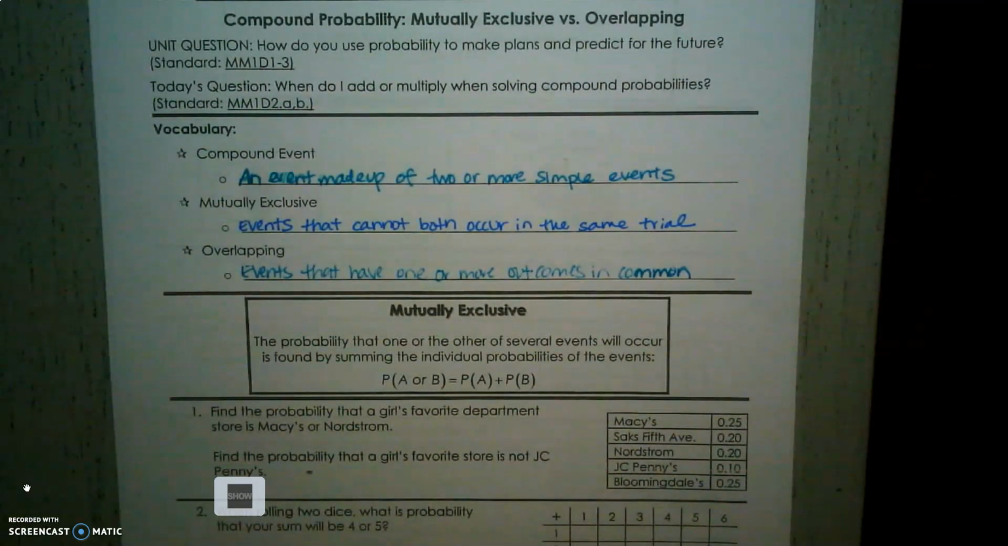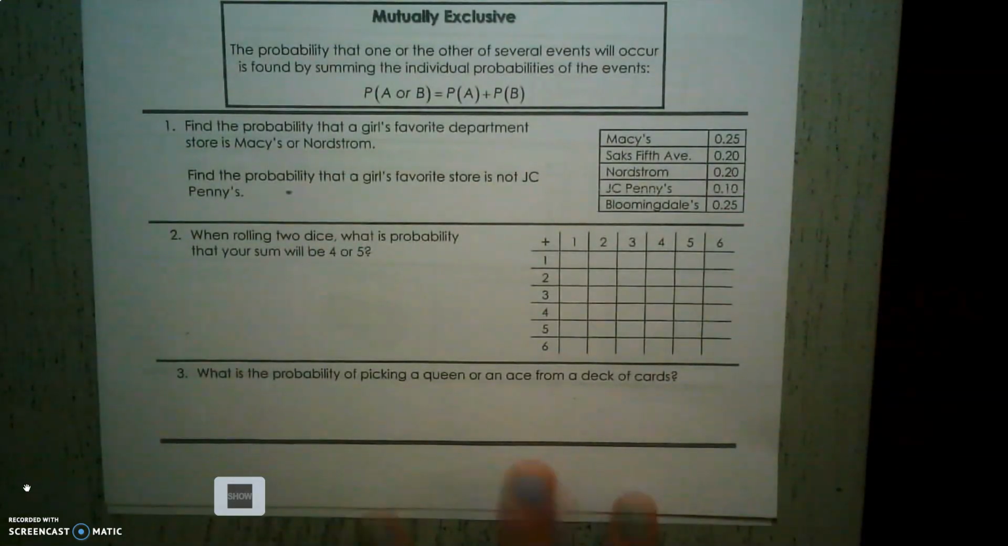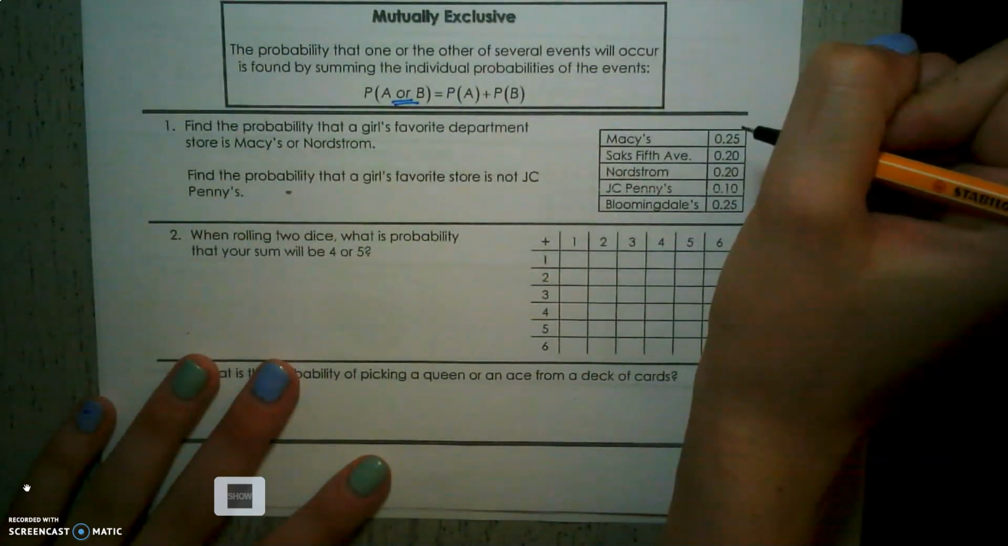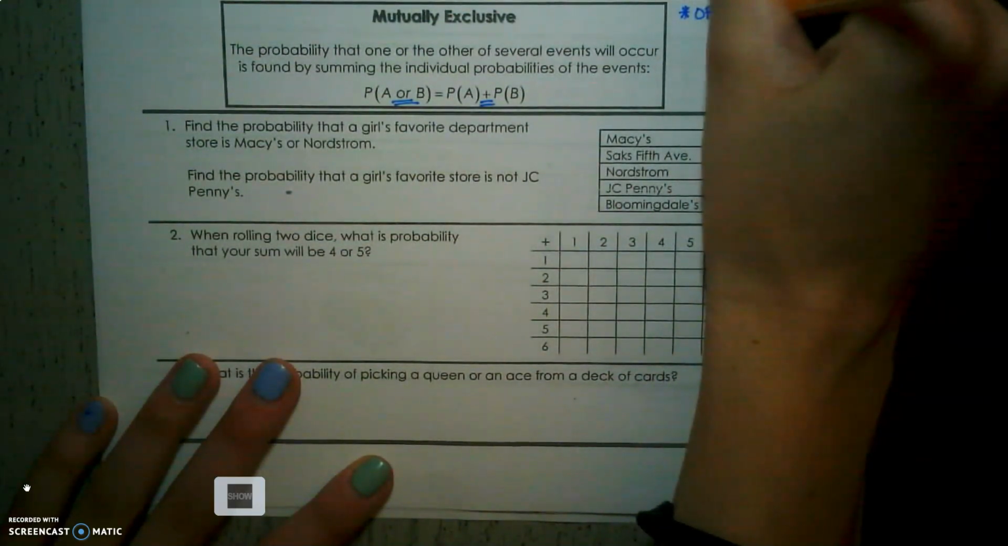But let's talk about mutually exclusive first. For mutually exclusive events, the probability that one or the other of several events will occur is found by summing the individual probabilities of the events. So the probability of A or B tells us to add. When we see the word or in a word problem, or when they ask us to find the probability of this or that, remember you're adding. So things to remember: or means add.